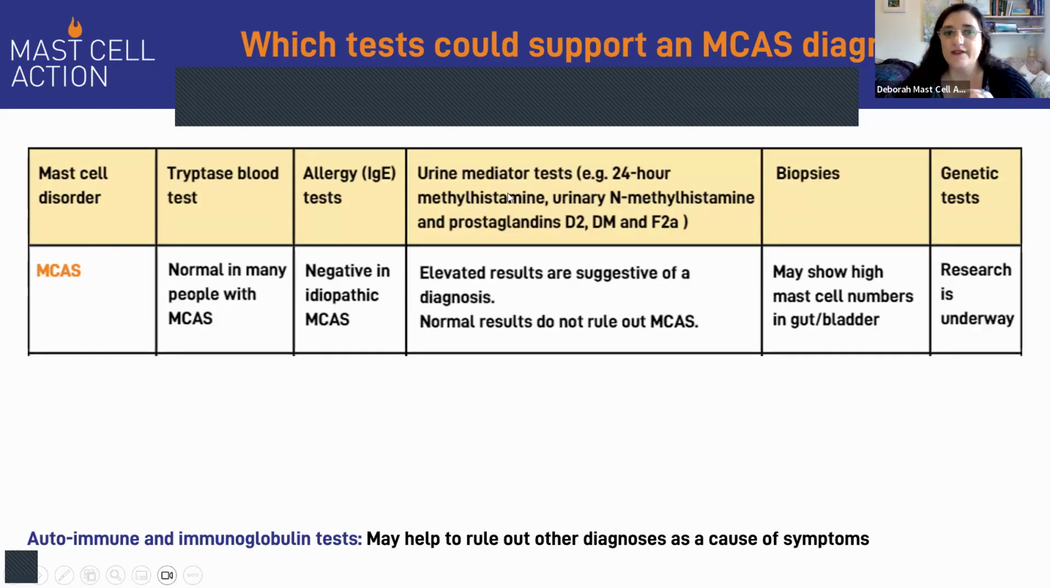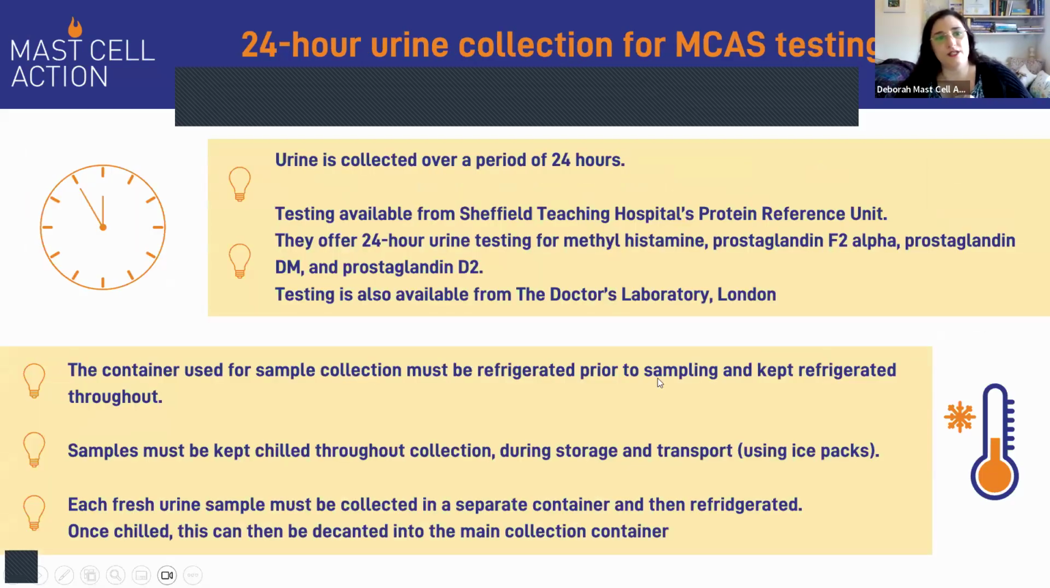The tests are things like a 24-hour methylhistamine collection, urinary methylhistamine and prostaglandin collection. As I said, they are not 100% reliable, and again, you can't rule out MCAS if they're not elevated. Some people get biopsies, for example when they're having a colonoscopy, and they can stain them to see whether or not you've got abnormal mast cell activity. There's no genetic test at the moment, but there is research happening to see if people can find a genetic marker.